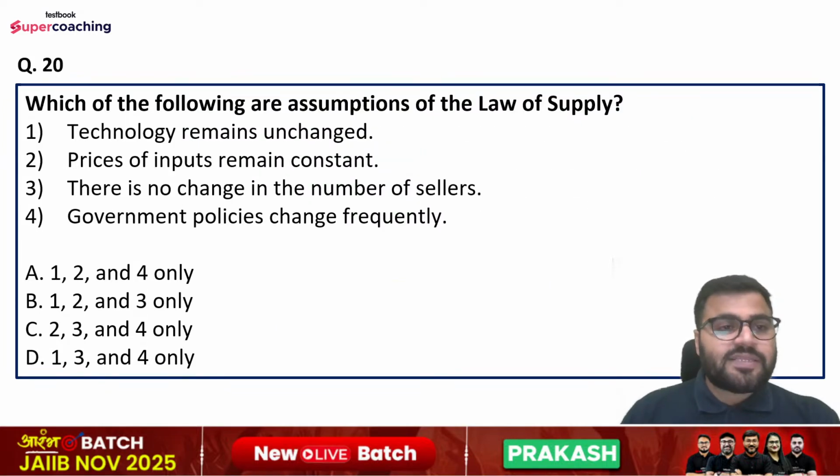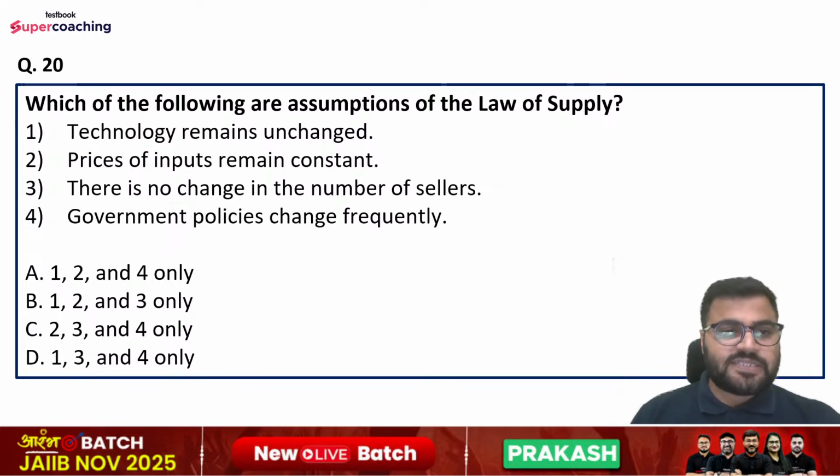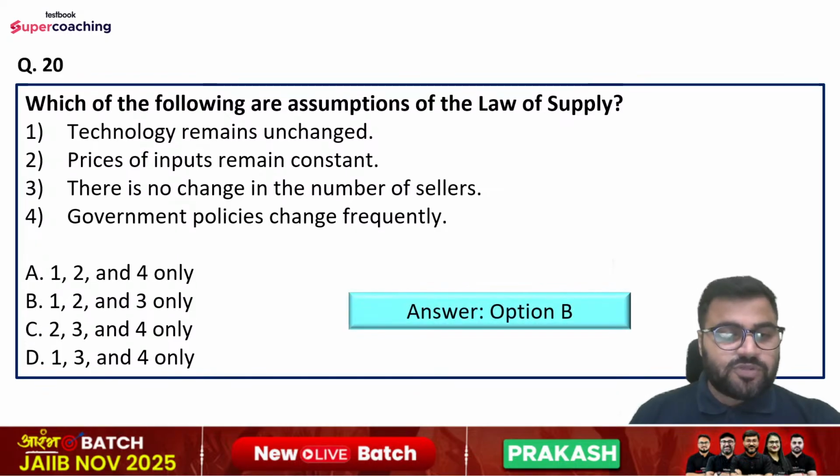Question number 20 is, which of the following are assumptions of the law of supply? Statements are: technology remains unchanged, prices of inputs remain constant, there is no change in the number of sellers, government policies may change frequently. So options are first, second, and fourth only, first, second, and third only, second, third, and fourth only, or first, third, and fourth only. So right answer is option number B, that is first, second, and third only.